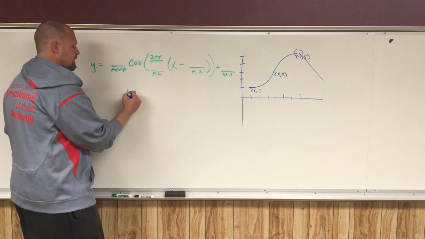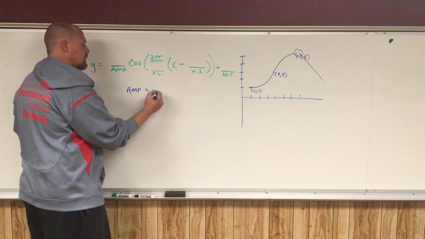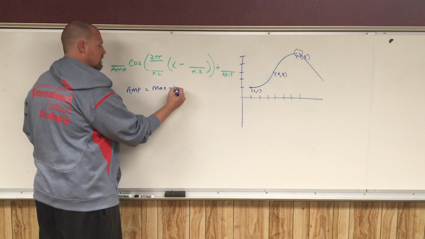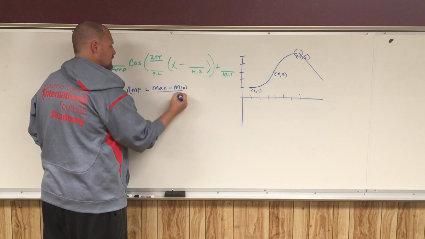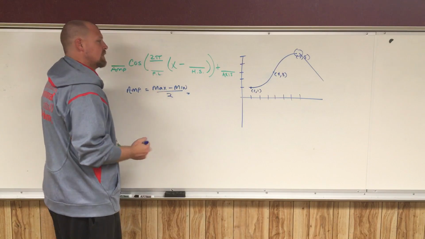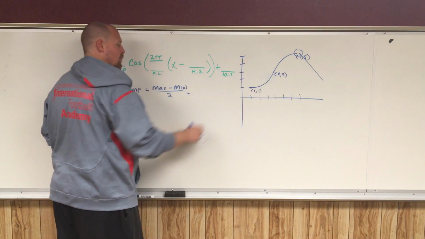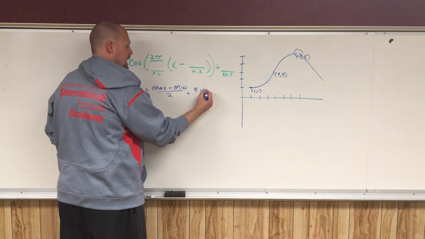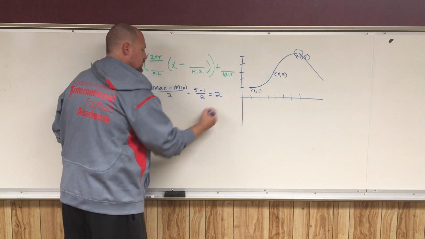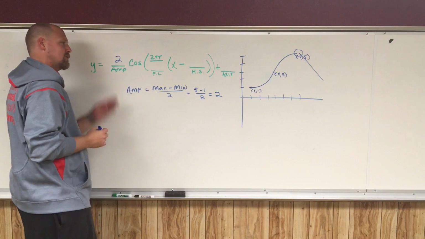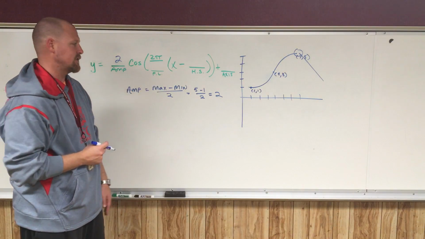Well, to find the amplitude, we take the maximum y value minus the minimum y value and divide it by 2. The maximum y is 5, the minimum y is 1, so 5 minus 1 divided by 2 is 2. So there's the first of 4 pieces that I need for my function.